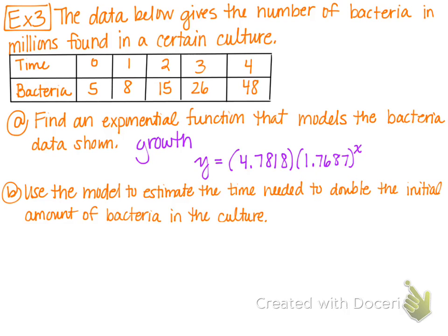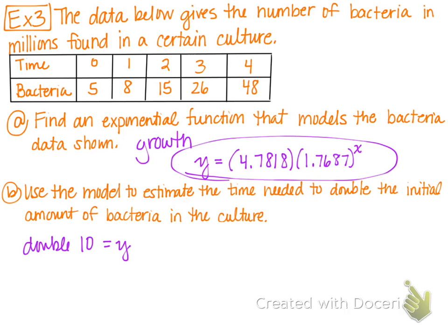B says, use the model to estimate the time needed to double the initial amount of bacteria in the culture. So the initial amount of bacteria in the culture is 5, so to double it, we will need 10 bacteria. So this is actually a y value. This is a little bit different than the previous example. So we're going to take our equation, but we're going to plug in 10 for y.